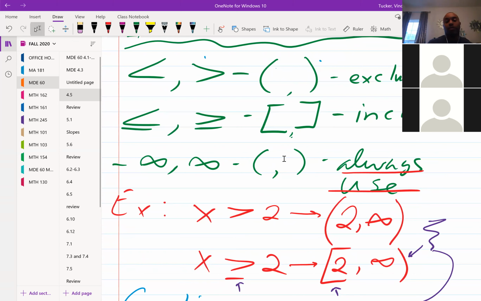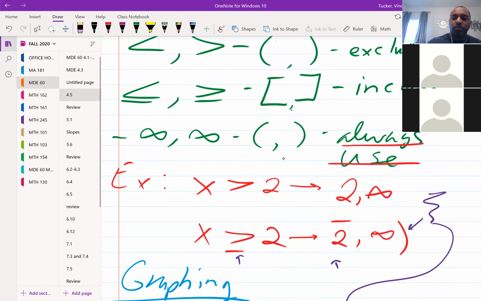All right, so if you look in the red, that's how we would use it. If I'm looking at x is greater than 2, I'm going from 2 to positive infinity. Because I have the greater than sign, I'm not using 2, because I want all the values that are greater than 2. So that's why you would use parentheses on the 2.